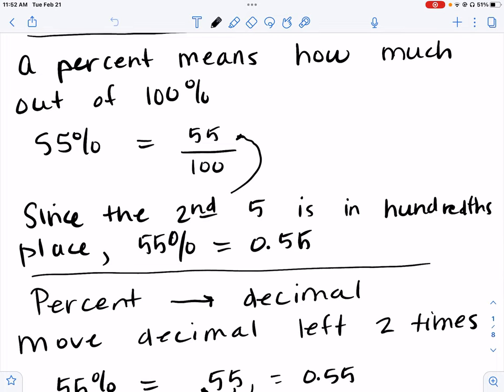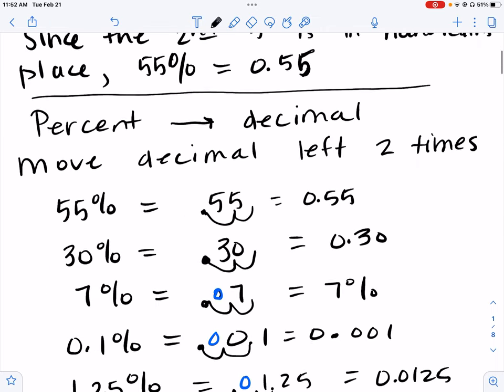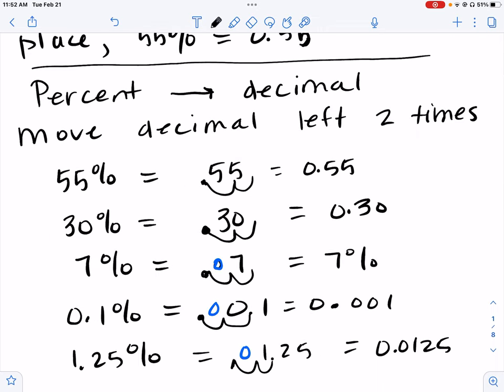Since the second 5 is in the hundredths spot, 55% equals 0.55. Okay, the hundredths place is the second place. So 55 out of 100 is 0.55 because this second 5 is in the hundredths. So to change a percent to a decimal, you move the decimal left 2 times.